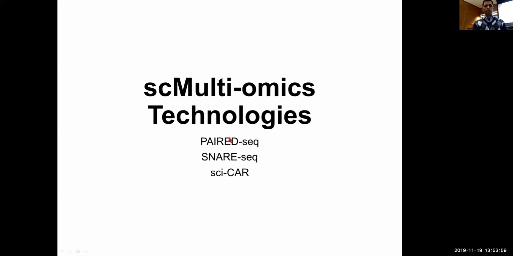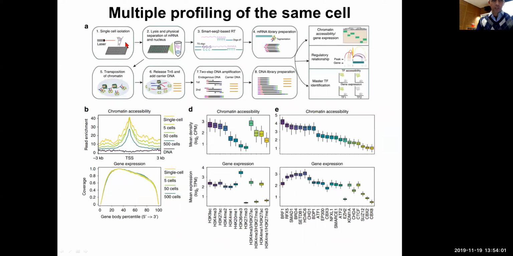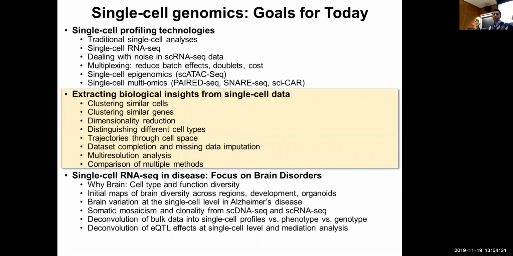I'm only going to highlight one of them, PAIRED-seq. The idea here is that you do your single cell isolation, and then you lyse and physically separate the RNAs, and then you add unique barcodes, and from the same barcode, you're profiling RNA and you're profiling DNA accessibility. In the end, you have matched barcodes that allow you to correlate RNA activity and DNA activity in the same cell without having to virtually align yourself together. Everybody with me? Awesome.